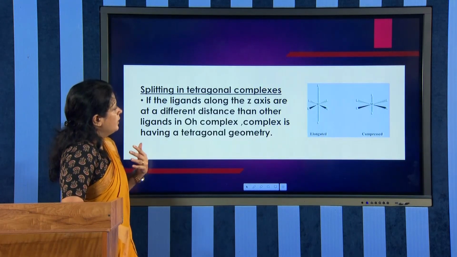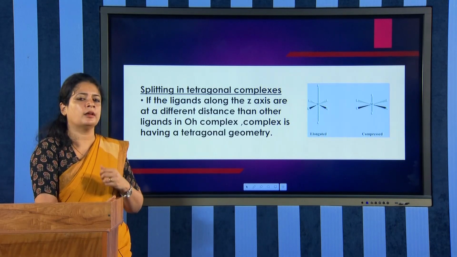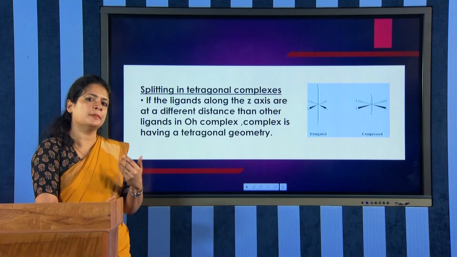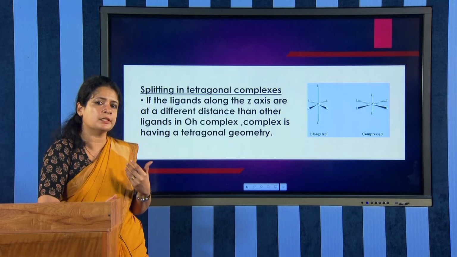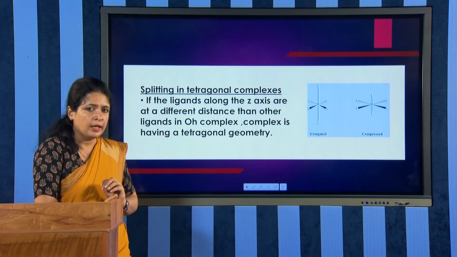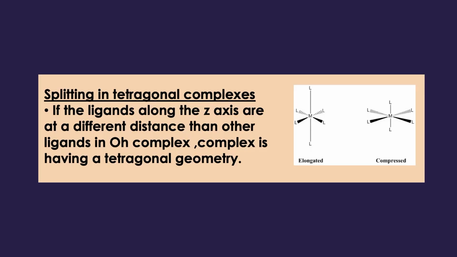And now we are moving to another crystal field splitting. In the previous classes, we have discussed the octahedral crystal field splitting, and in this class we have started with the tetrahedral crystal field splitting. Now moving to the tetragonal complexes. Tetragonal. Then what are tetragonal complexes? See, if the ligands lying along the z-axis are at a different distance from the other ligands.